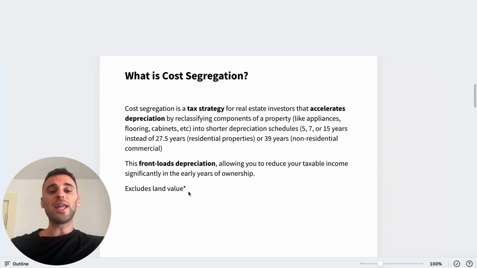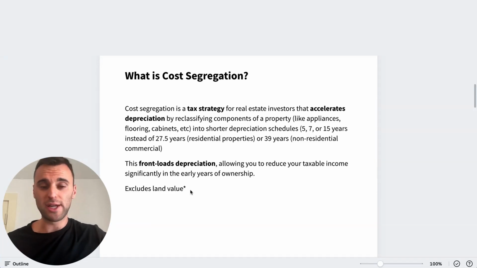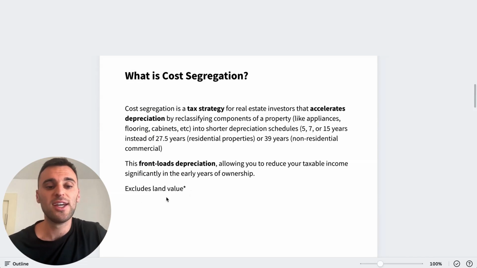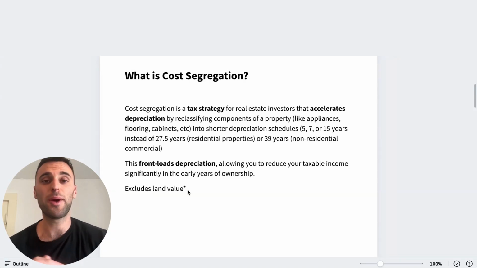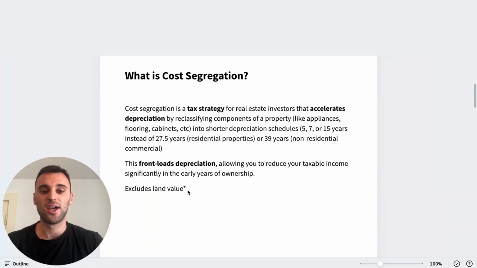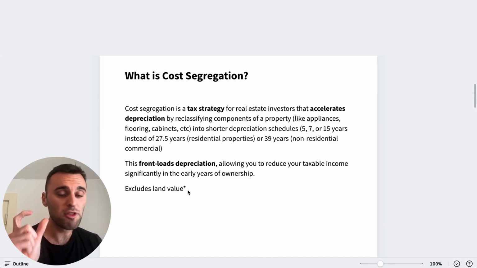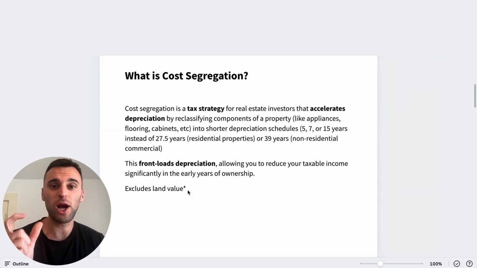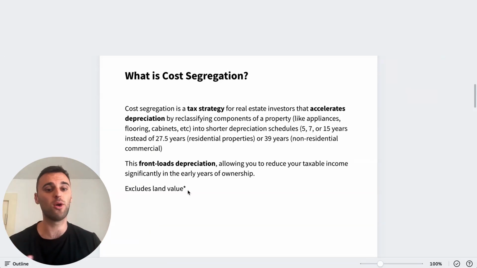Okay. Now, one other small piece I want to mention before I break down a really simple example for you guys is you cannot depreciate land. So land value is excluded from this scenario. And depending on where you're investing, land could be a small part of the purchase price or value of your property, or it could be a big part. So the land value is going to depend on where you're investing.